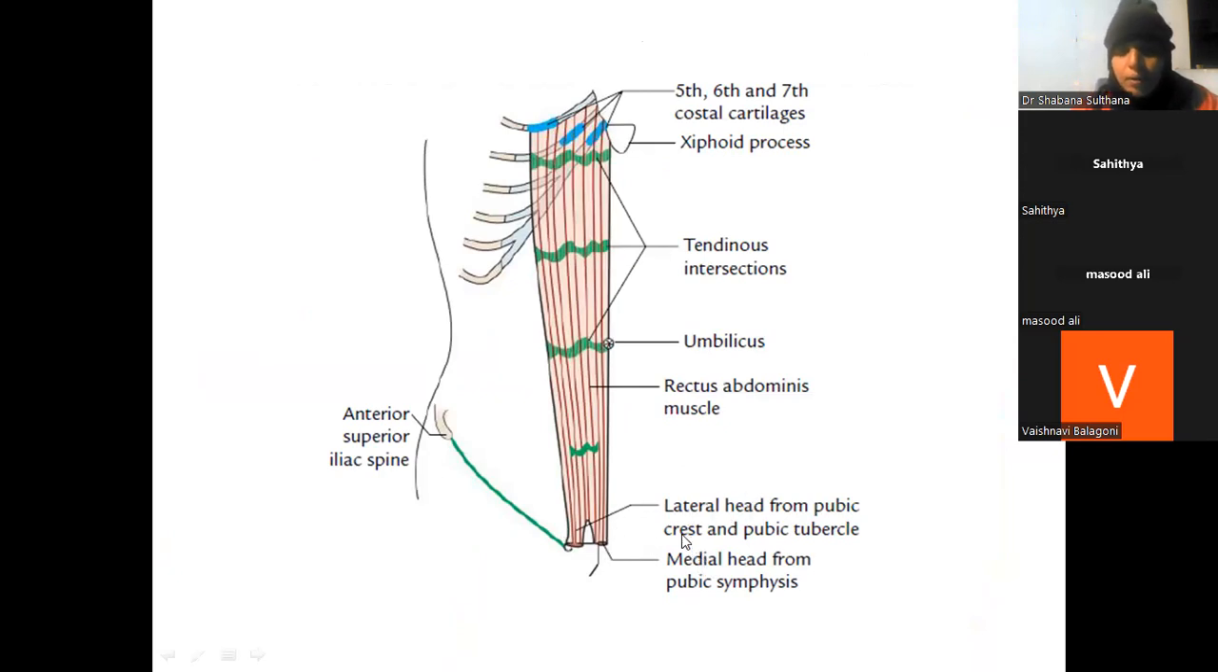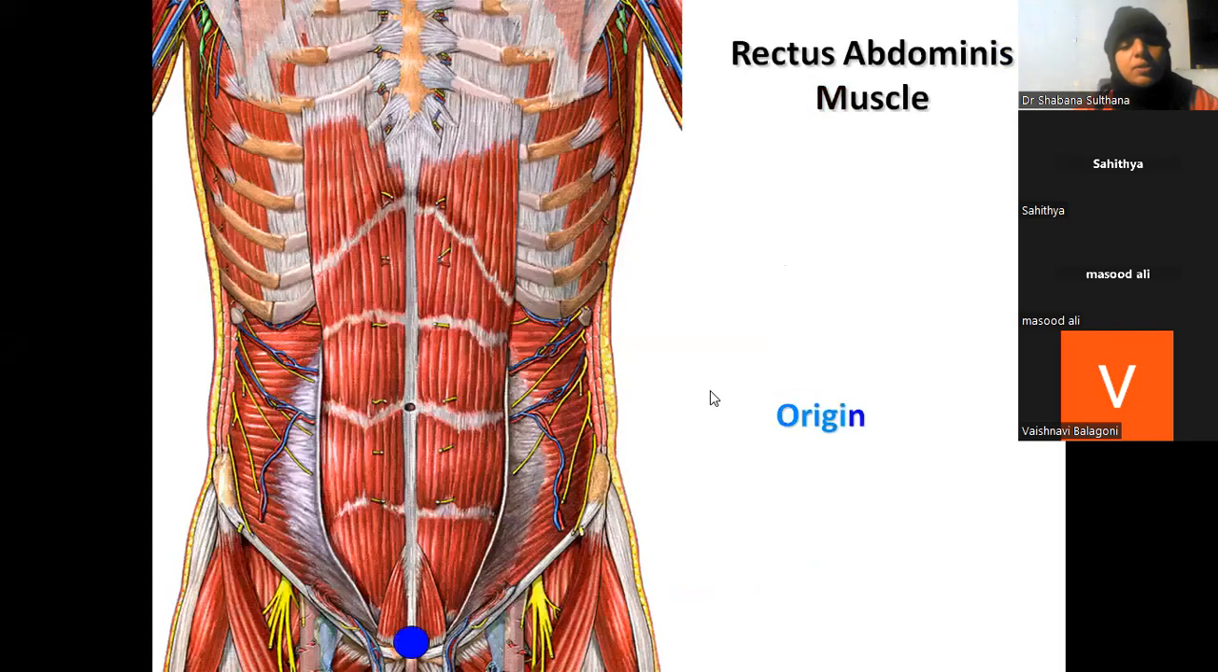Yes, ma'am. The medial head is coming from the pubic symphysis, and the lateral head is from the pubic crest and pubic tubercle. The muscle fibers are moving upwards and getting inserted into the fifth, sixth, and seventh costal cartilages and the xiphoid process. It shows these tendinous intersections, which show that the muscle is developed from the segments of different myotomes, and that will have a different nerve supply also. So that is about this muscle.